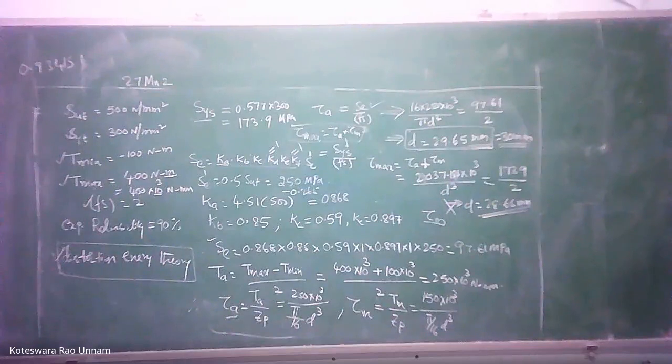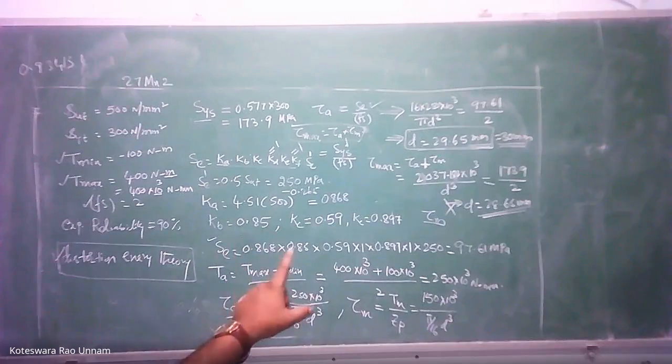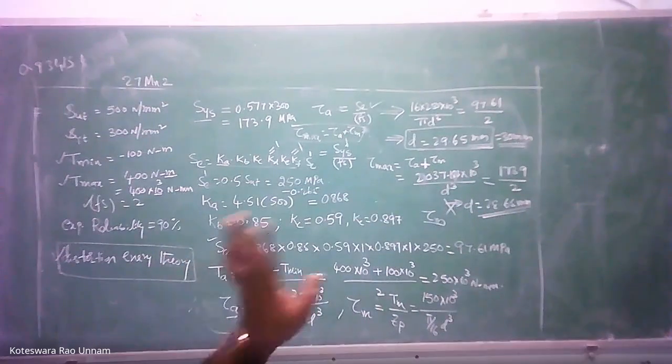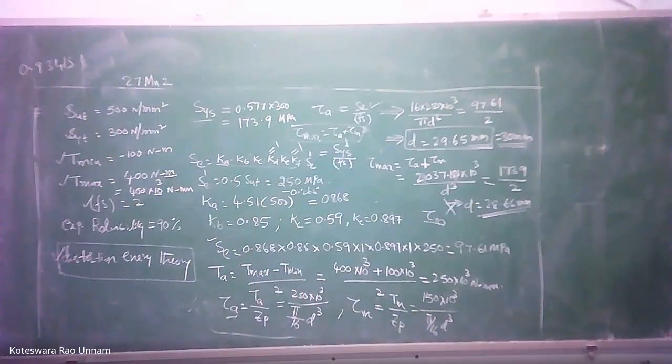Now the next problem we'll consider is on finite life, not infinite life. So far these two problems, whatever we discussed, they are on infinite life. If you take the diameter of the shaft as 30 mm, it can withstand 10 power 6 or more number of stress cycles. So we can say it is infinite life, whereas the next problem is on finite life. So we'll consider that also.